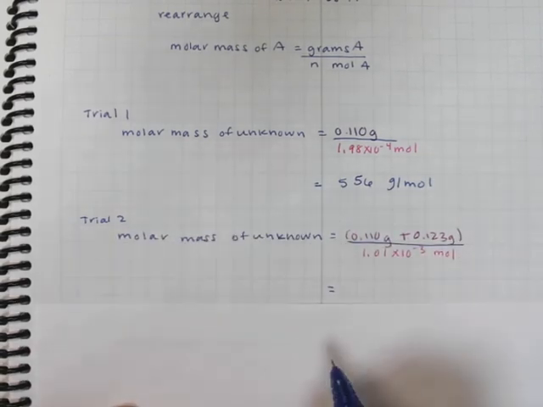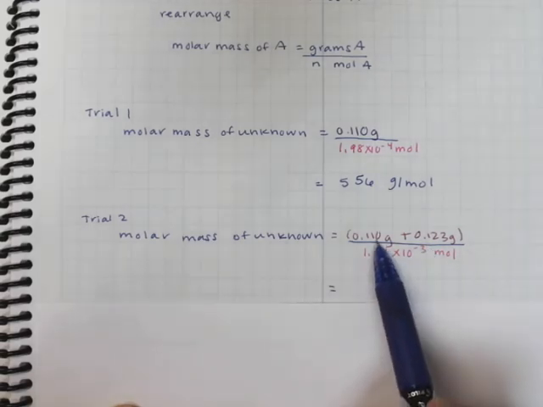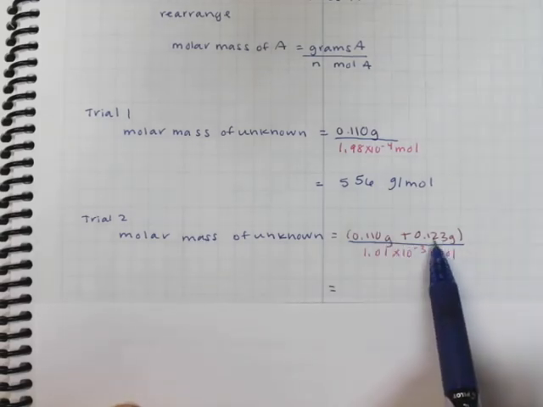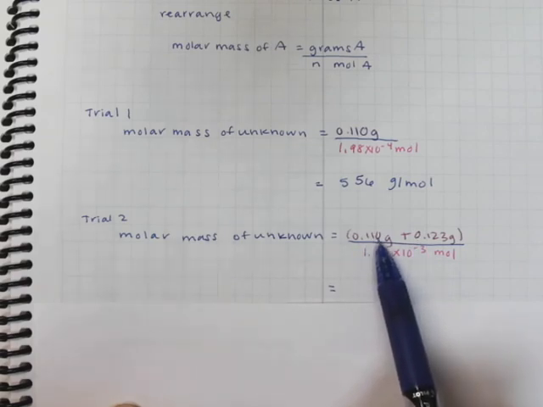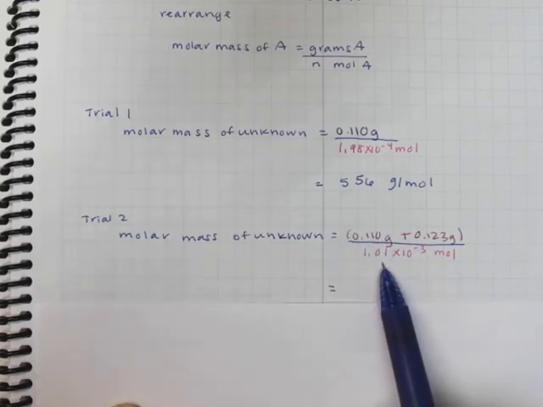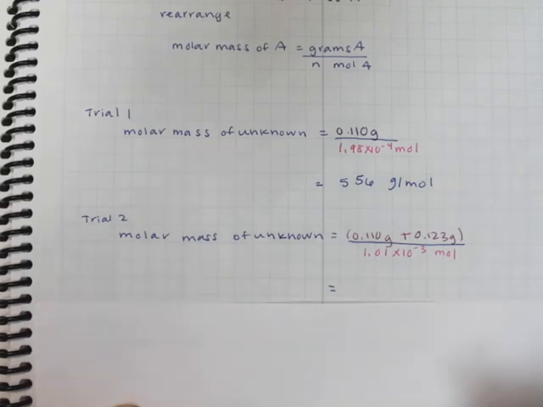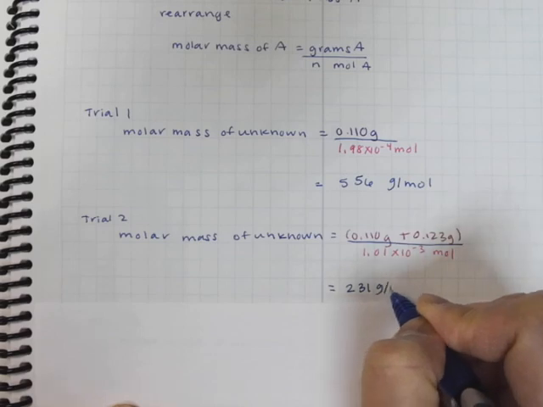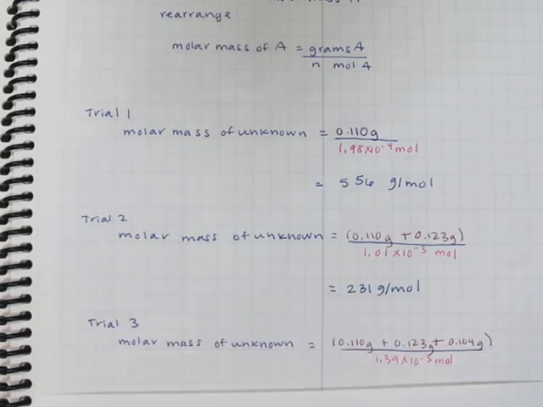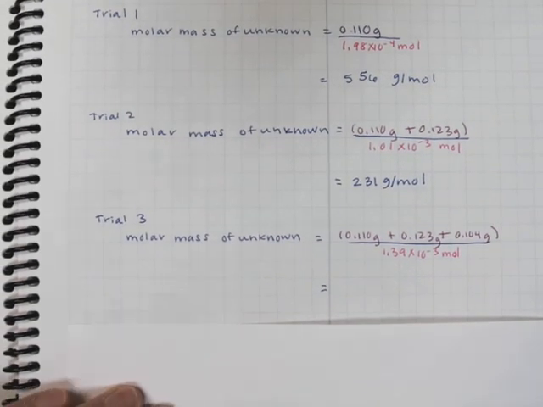So the molar mass of an unknown, this is for the second trial. You added another 0.1 grams, so you want to add that in addition to the 0.11 that was originally here. And again, this is the moles that you calculated in the last problem. This one comes out to 231 grams per mole. And that one seems more reasonable.